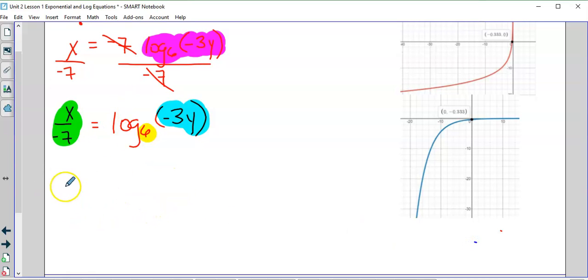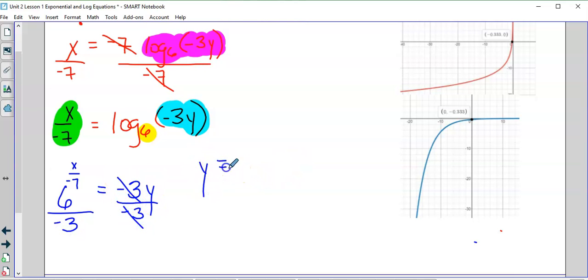So I'm going to rewrite this. 6 to the x over negative 7 equals negative 3y. I'm almost done, but I still need y to be by itself. So what I need to do on both sides, and this one's going to end up looking really weird, is divide by negative 3. Those cancel. Y equals, this is just a big fraction, 6 to the x over negative 7, over negative 3. And you leave it like that.